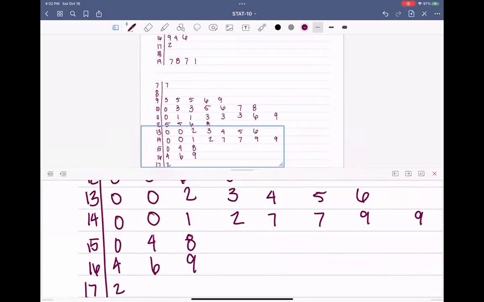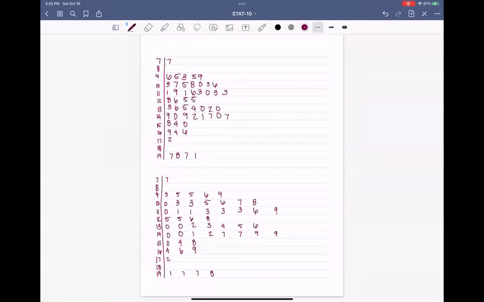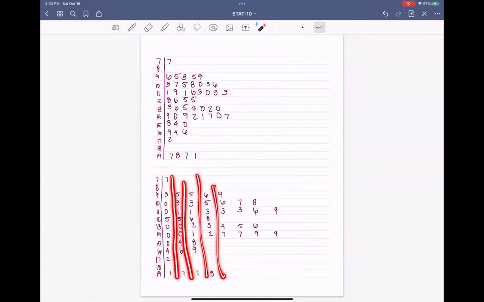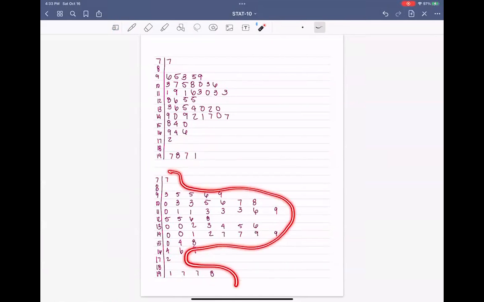For 17, we have 2. For 18, we don't have anything. For 19, we have 1, 7, 7, 8. And this time I made a point to put enough spacing so we could see where the numbers are separated for each of these. So it creates these columns. And now without even graphing it, we kind of created our own distribution shape. So here we can see that the majority of the data lies within these 2 values right here. And it kind of pops back up over here, so we would have 2 different values right there.